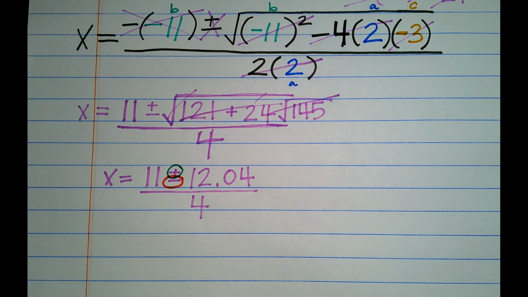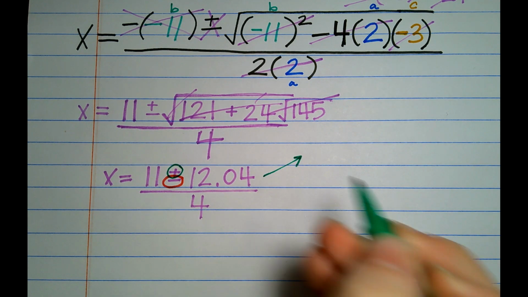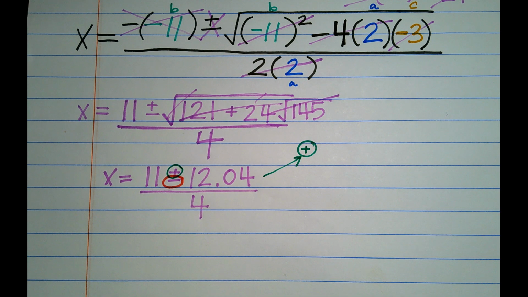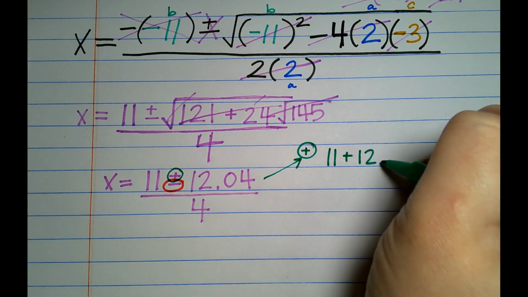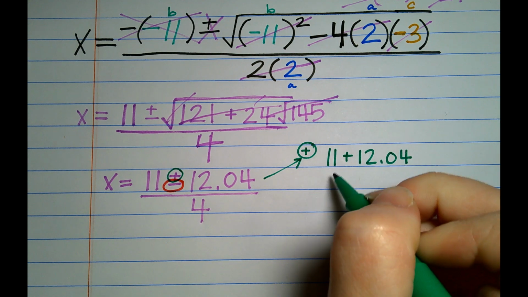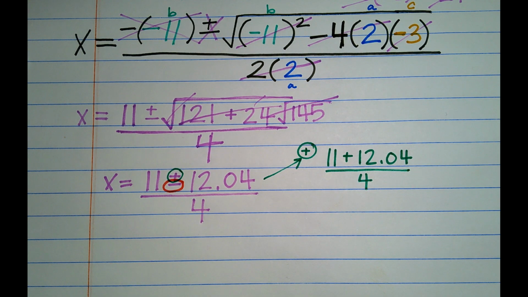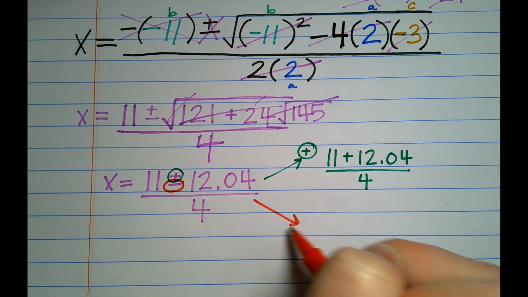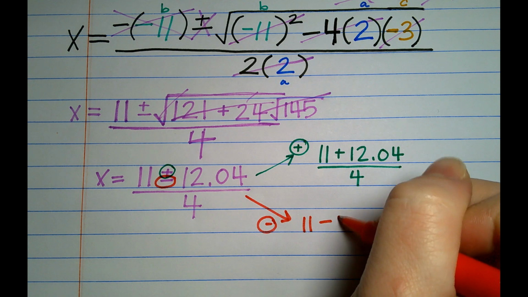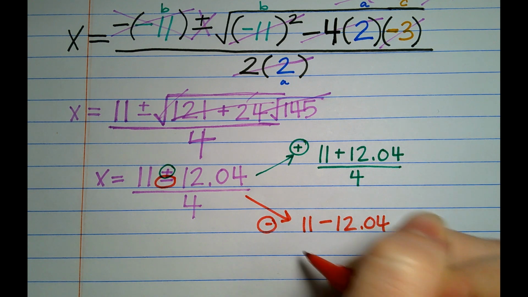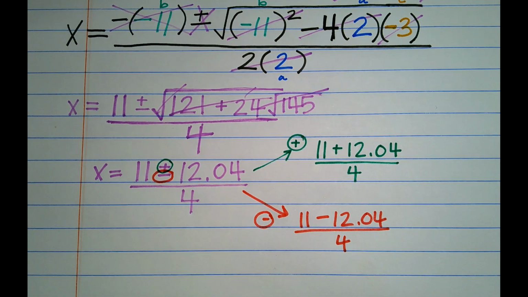What do I do next? Break it down. I've got 2 problems now. What's the first one? 11 plus 12.04. Yes, 11 plus 12.04. All of it is divided by 4 still. And minus. 11 minus 12.04. Good. 11 minus 12.04 divided by 4. Okay.